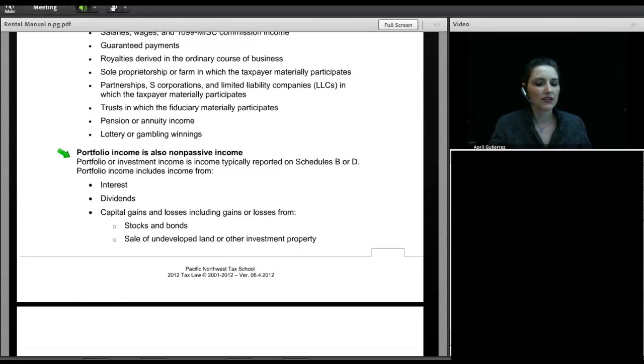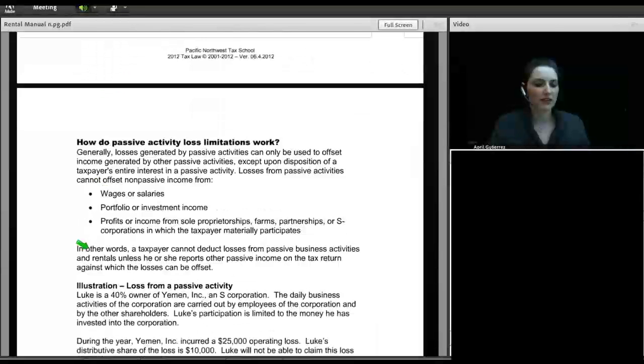Portfolio income is non-passive income. Portfolio or investment income is income typically reported on Schedules B or D. Portfolio income includes income from interest, dividends, capital gains and losses, including gains or losses from stocks and bonds, sale of undeveloped land or other investment property.